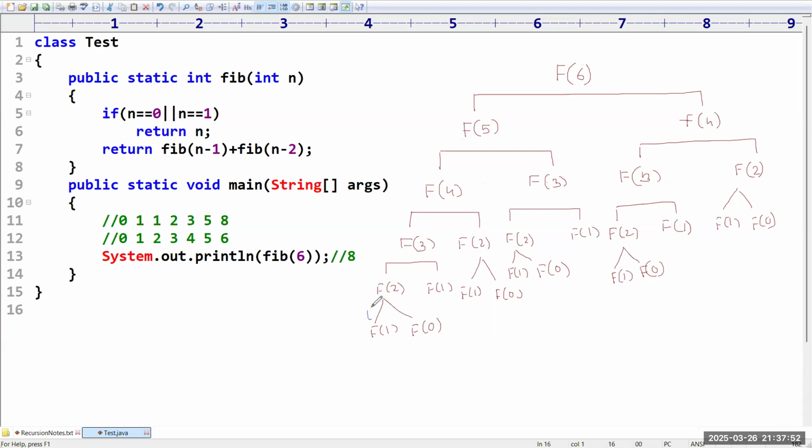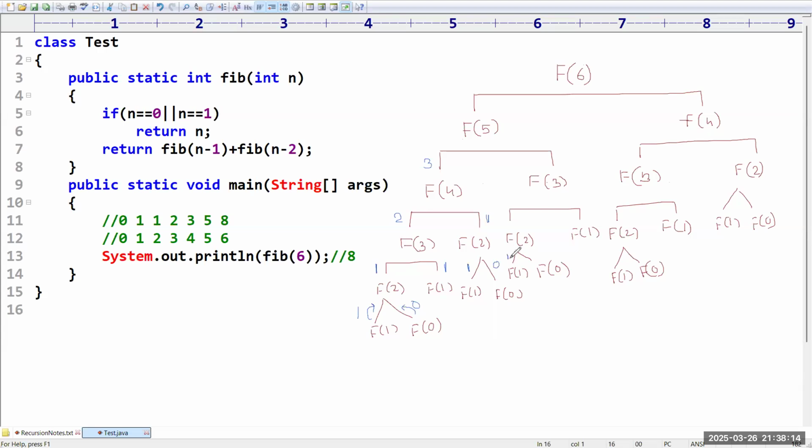For f of 1, how much value will it return? 1. For f of 0, 0. 0 plus 1, it will return 1. It will return 1 because it is 1. 1 plus 1, it will return 2. It will return 1, it will return 0. 0 plus 1, 1. It is going to return 3 because of these two additions.